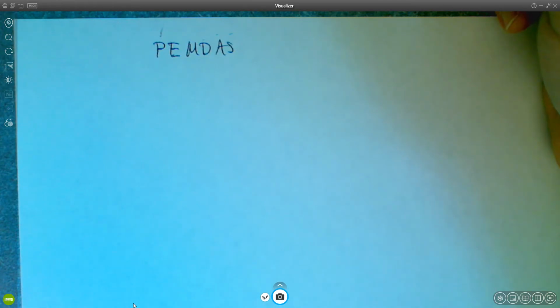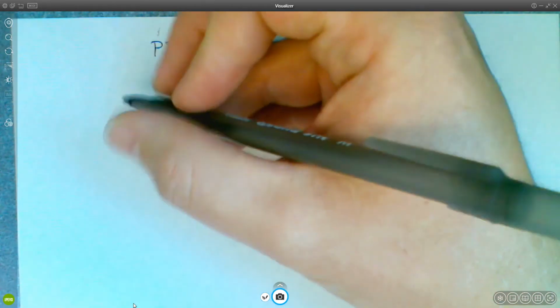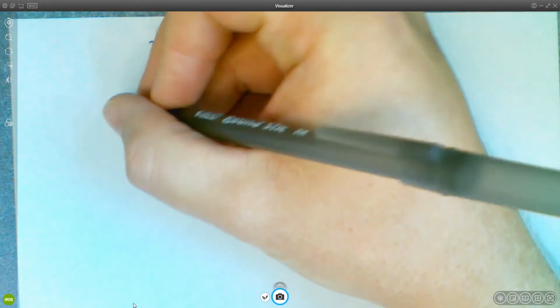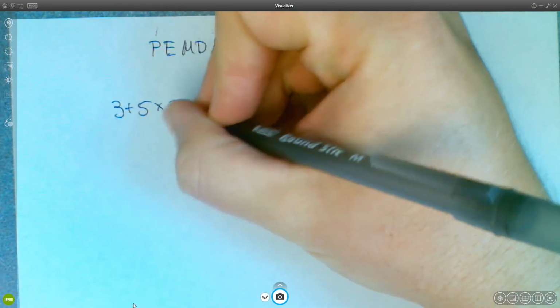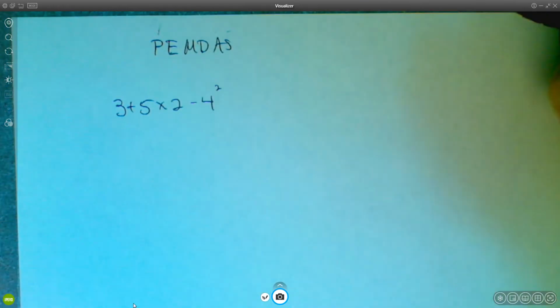So here's what I want you to do. Let me write down an expression, and I want you to simplify it: 3 plus 5 times 2 minus 4 squared. Go ahead and give the video a pause and see if you can simplify that expression.